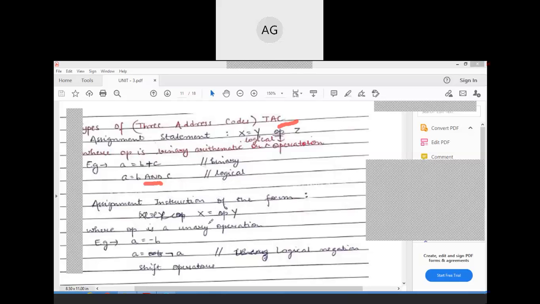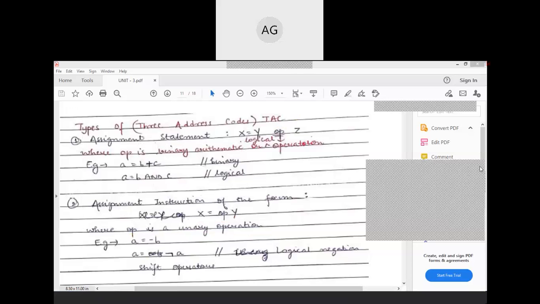Now the second type of three address code is the assignment instruction, and it is of the form x is equal to op y, meaning x equal to operator y. So here the operator is a unary operator. For example, a is equal to minus b, or we can also have a is equal to negation of a. This type of operator we can also deal with in three address code. So just remember, assignment statements we can deal with, and assignment instructions we can deal with.